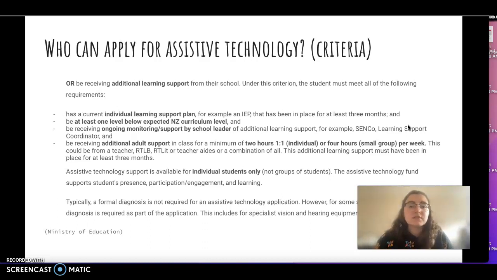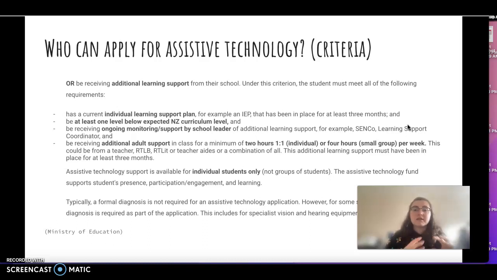And they need to have additional adult support in the class, and this is for a minimum of either 2 hours one-to-one time with an adult in the class, or 4 hours of small group time. So this can include the teacher, say, pulling aside the child for 15 minutes during SSR every day of the week, and that makes up that hour of individual time, and then maybe they have a TA for half an hour 2 days a week, and that makes up the other hour.